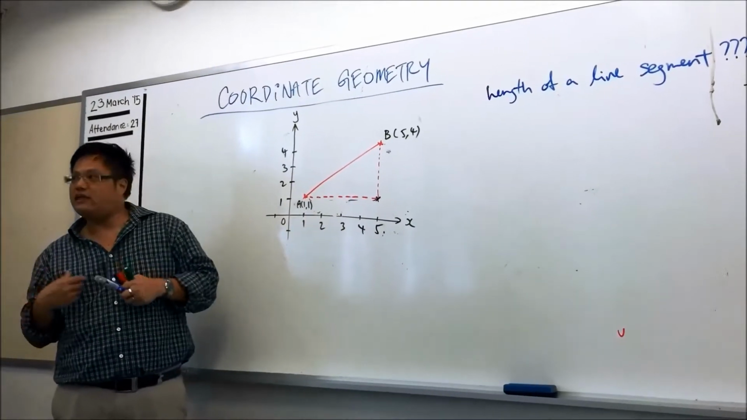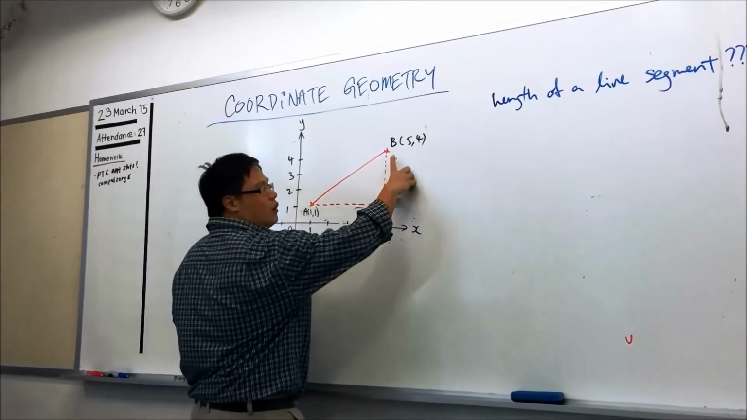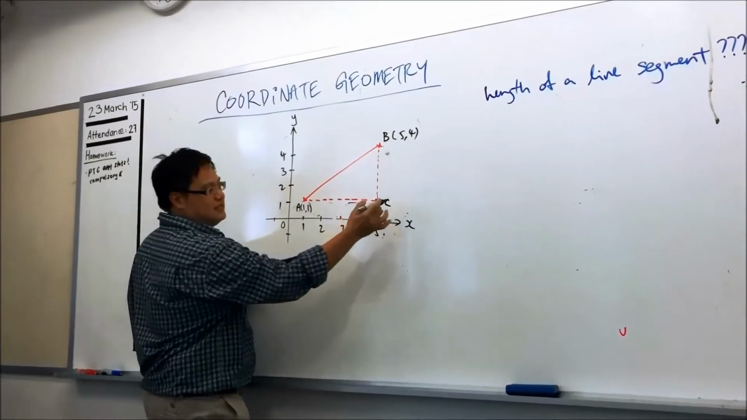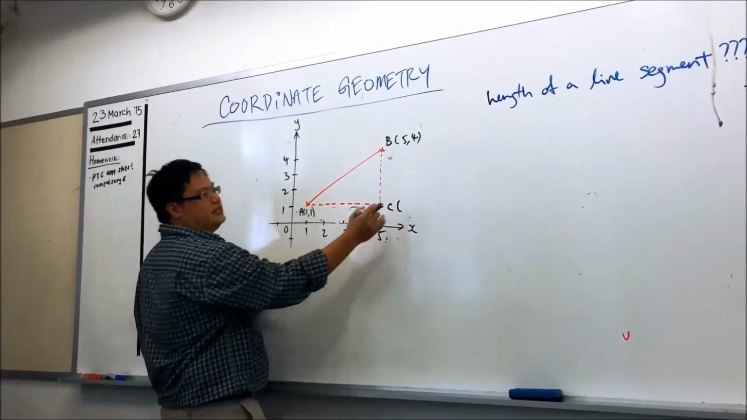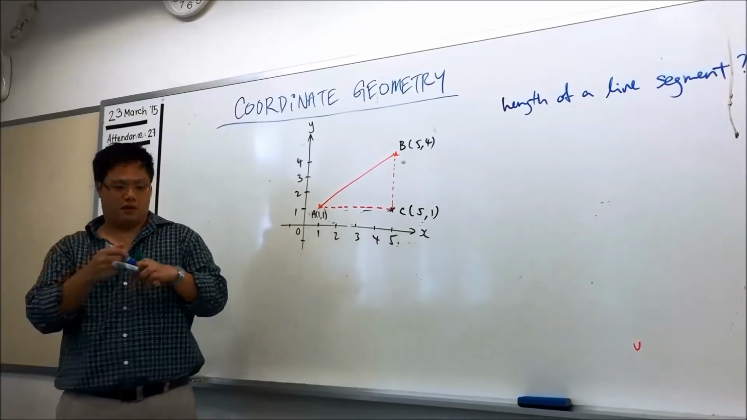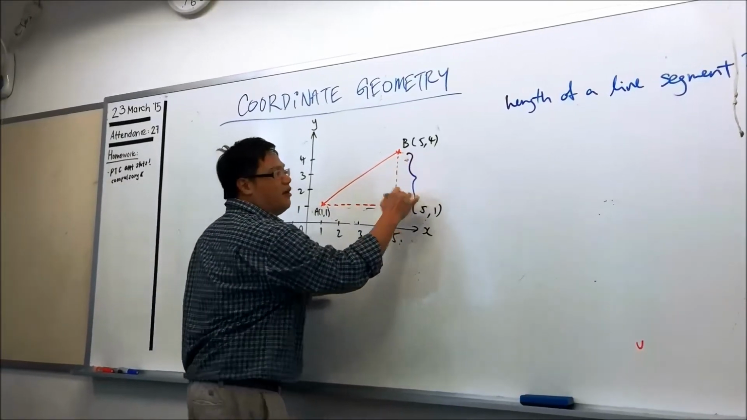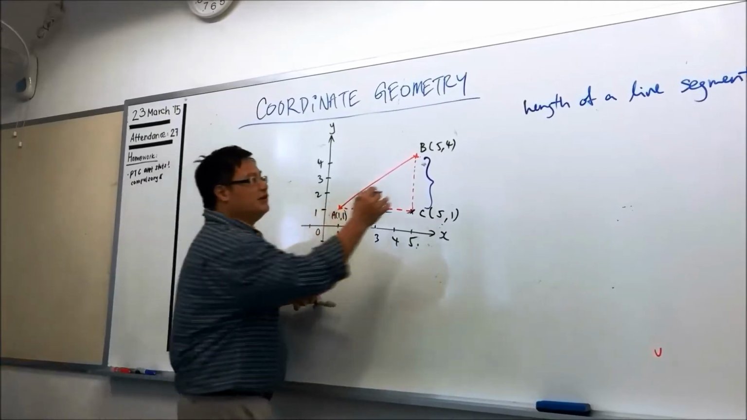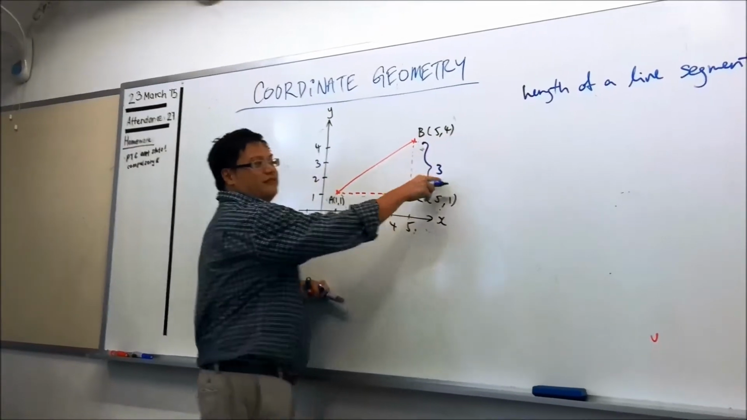Look at this triangle, point C. A, B, C. The coordinate of point C is (5, 1). Can you tell me now what is the length of BC? Everybody, the length of BC is 3. Very good. 4 minus 1, we have 3.